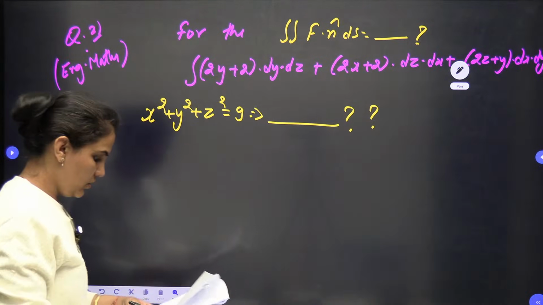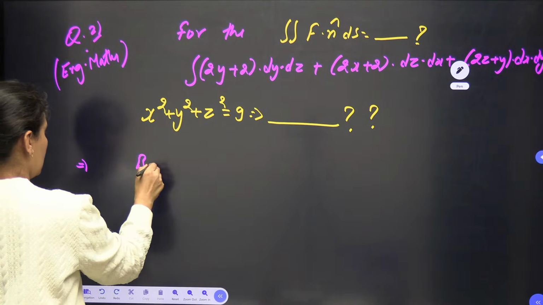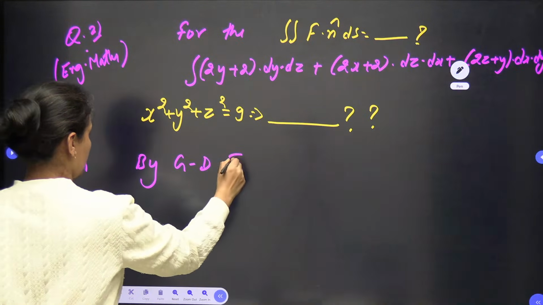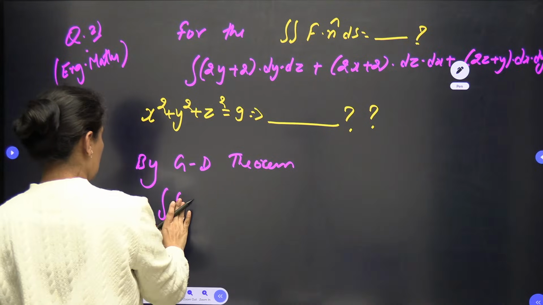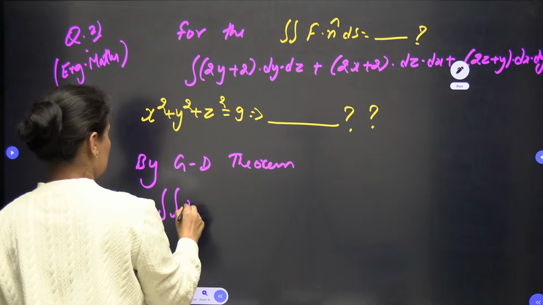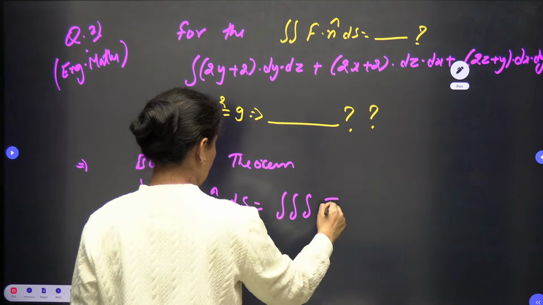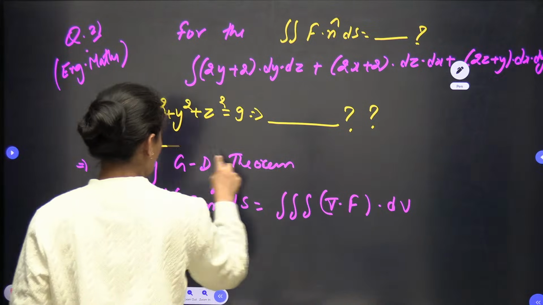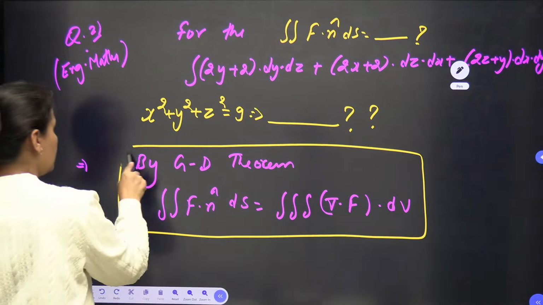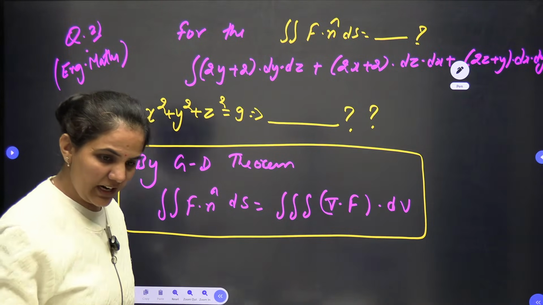Okay, so here I can first of all apply the Gauss divergence theorem. According to the Gauss divergence theorem, the double integration of f dot n cap ds is always equal to the triple integration of del dot f dv. It means I need to find the divergence of the given function. But here the important thing is the function. The function is mentioned here, but it's in Cartesian form.